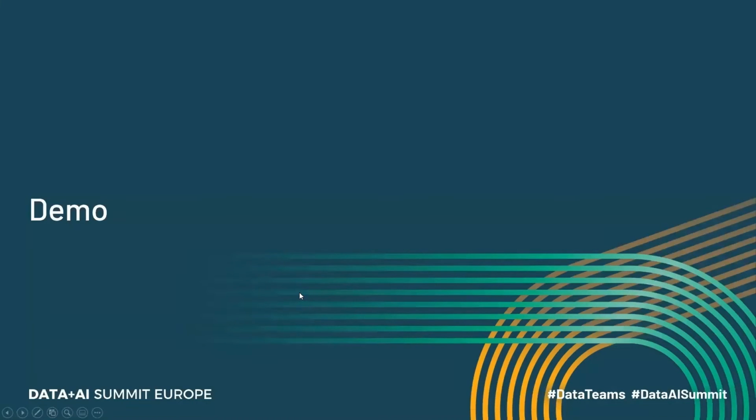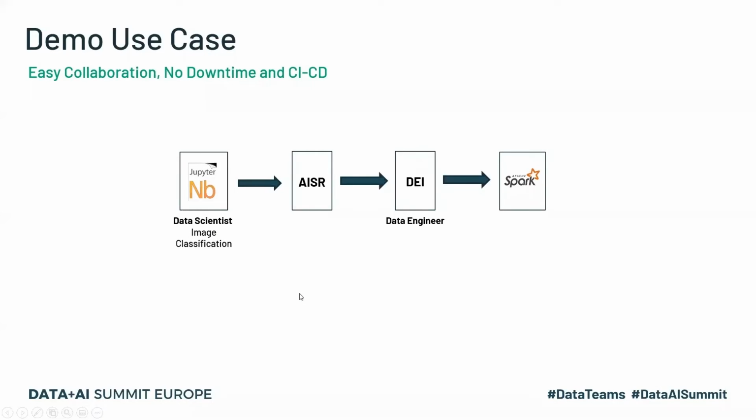So now let's jump into the demo. In the demo, we'll be seeing how easily we can collaborate between data scientists and data engineers, and in case of any upgrade, how we can achieve CI/CD with no downtime. A data scientist will be using Jupyter Notebook for developing an image classification algorithm. Then he'll be uploading that solution to a solutions repository, which can then be consumed by data engineers from their platform, which will then execute that job on top of Spark.